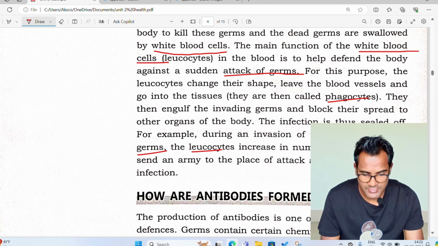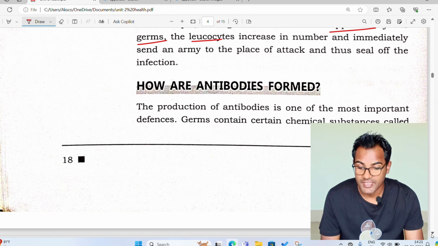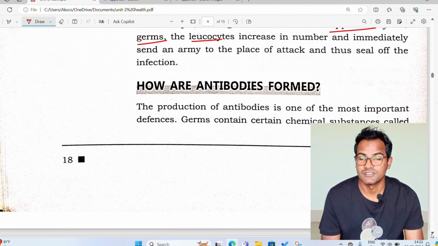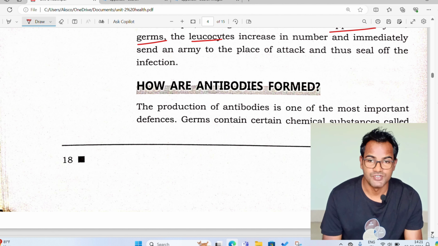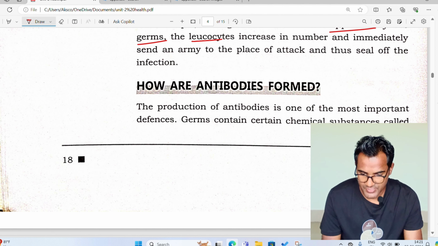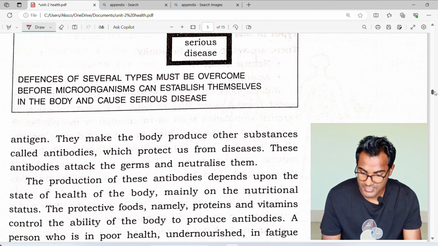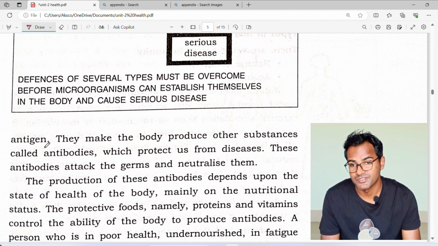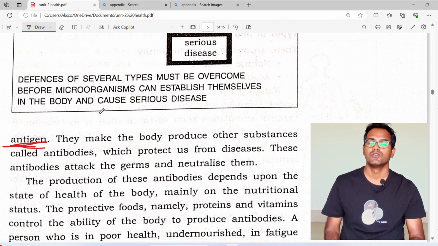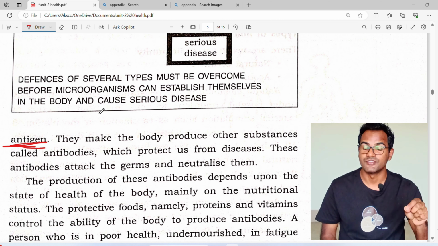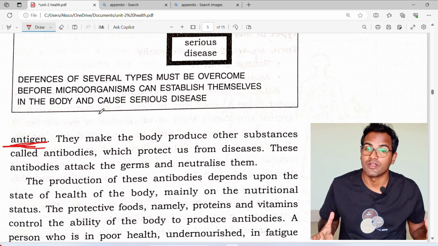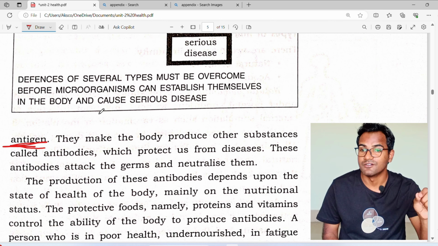Now let us continue further. How are antibodies formed? Now we have to understand how the antibodies are formed. The production of antibodies is one of the most important defenses. Germs contain certain chemical substances. What do the germs contain? They contain certain chemical substances, and these chemical substances present in the germs are known as antigens. This is very important, remember this. So what is an antigen? Antigens are the chemical substances present in the body of the germs.